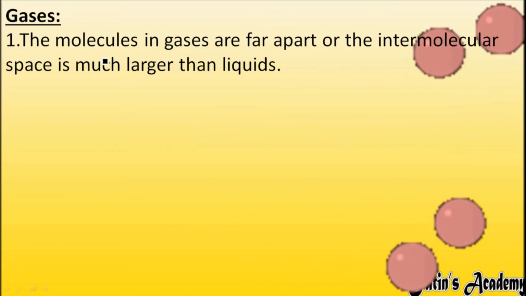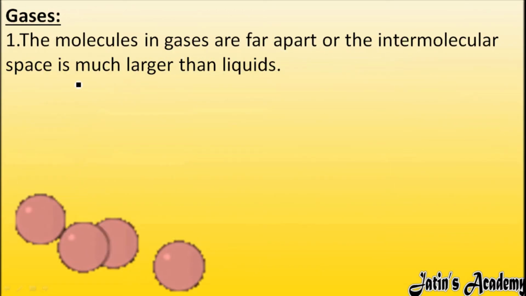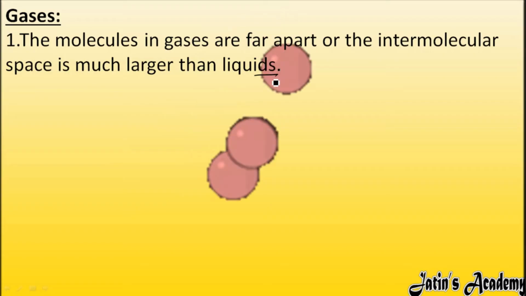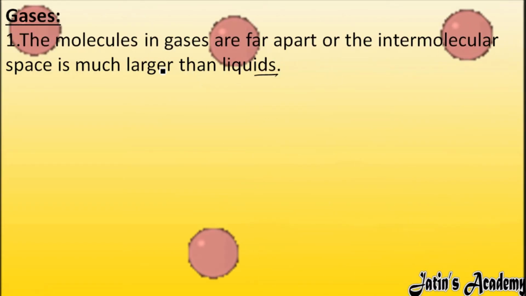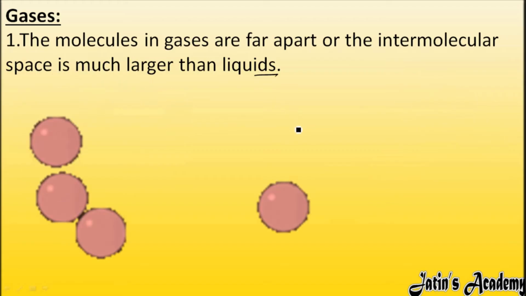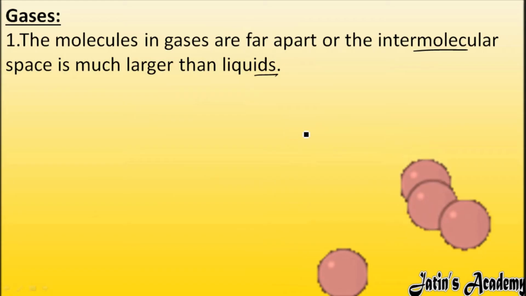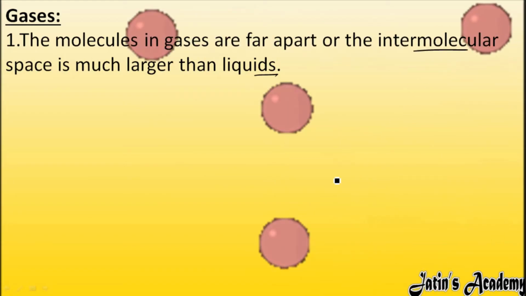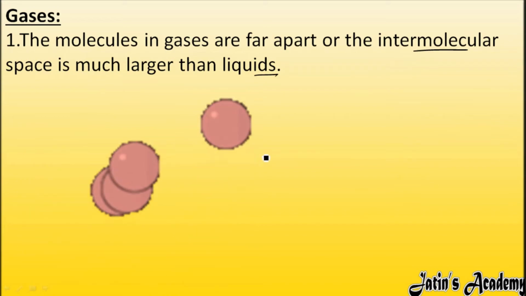Gases. So, what are gases? The molecules in gases are far apart, or the intermolecular space is much larger than in liquids. So here, as you can see from the diagram also, the molecules in the gases are very far apart from each other, or the intermolecular spaces. What do you mean by intermolecular spaces? The space between the two molecules is very much large as compared to liquids.